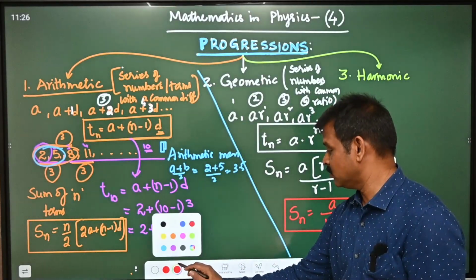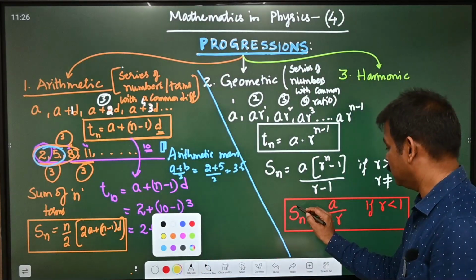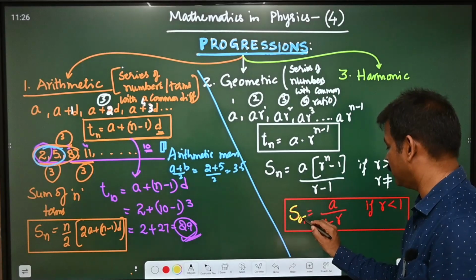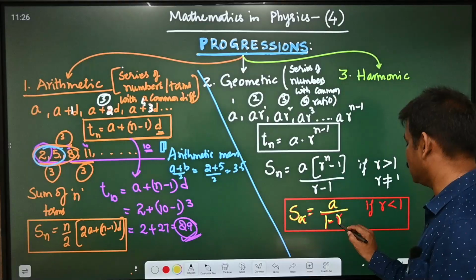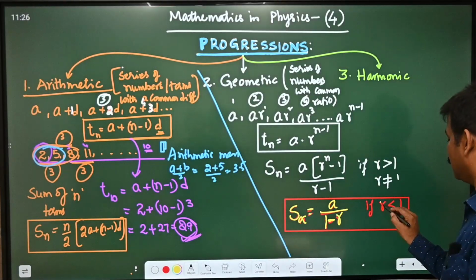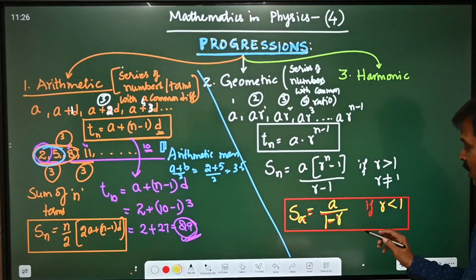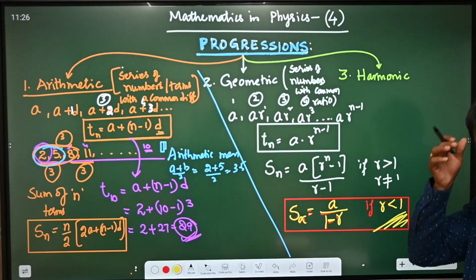Sum of the infinite terms is given by S infinite is equal to a by 1 minus r, if r is less than 1, and we are going to use this formula so many times in physics.